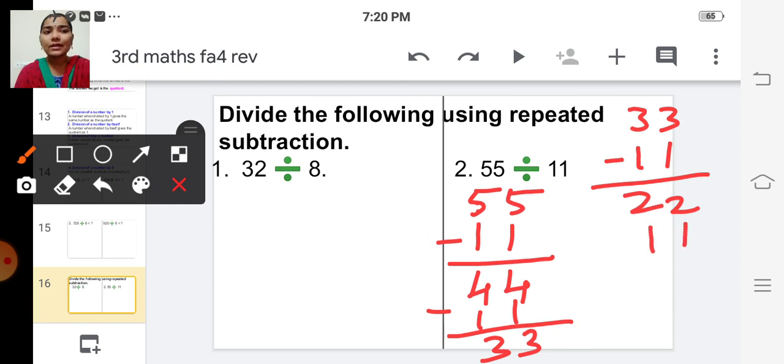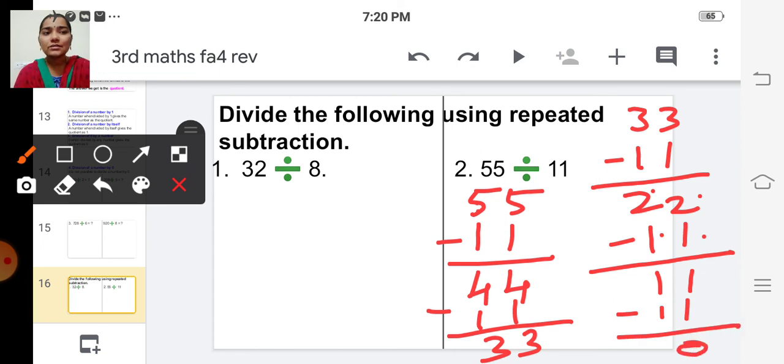Again subtract 11. We get 2 minus 1 is 1, 2 minus 1 is 1. And again subtract 11. We get 0, 0. So till we get 0 as the answer, we have to repeatedly subtract.